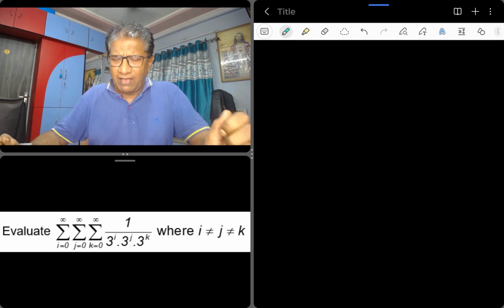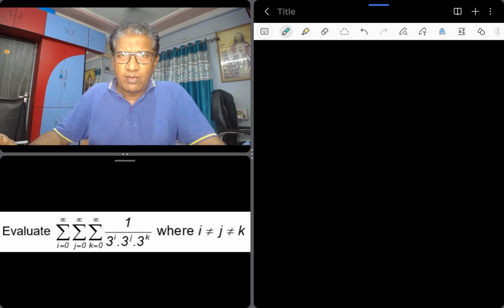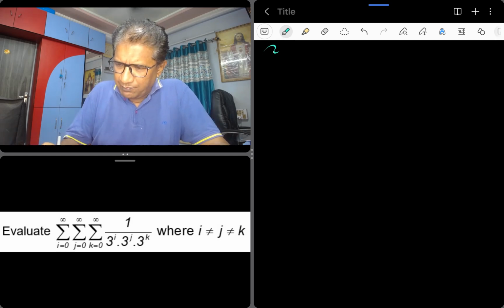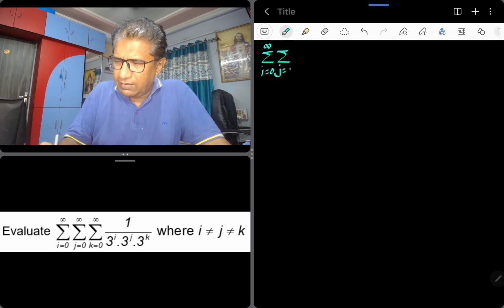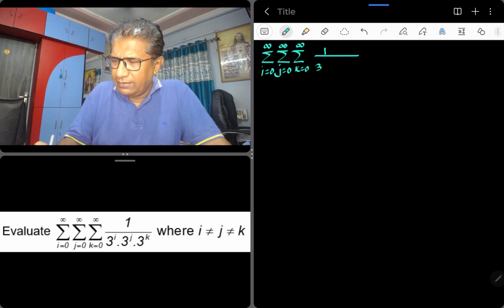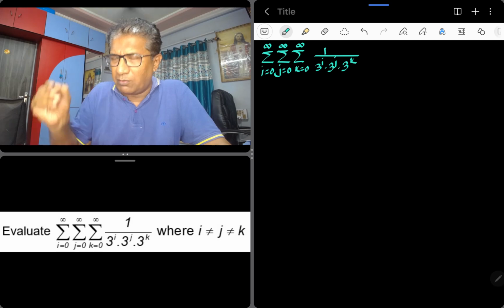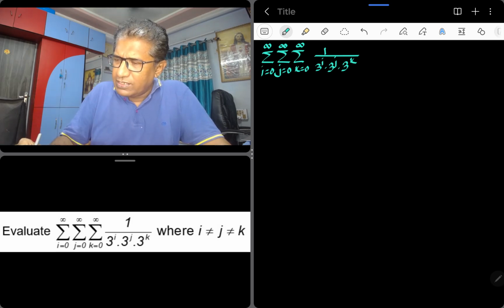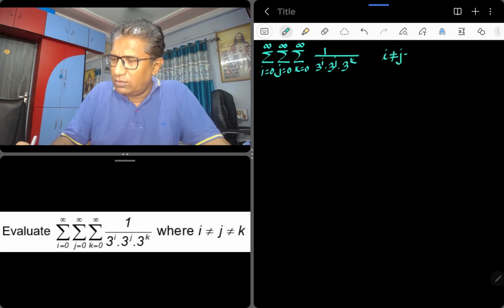In this question, they have asked to evaluate the sum over i from 0 to infinity, j from 0 to infinity, and k from 0 to infinity of 1 by 3 to the power i into 3 to the power j into 3 to the power k. But one condition they have imposed is that i is not equal to j is not equal to k.